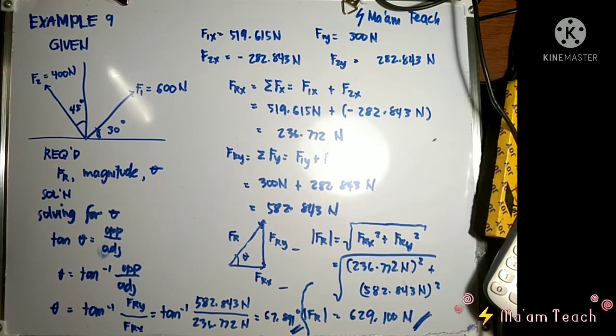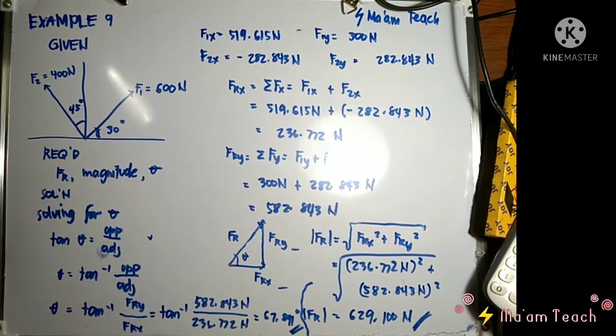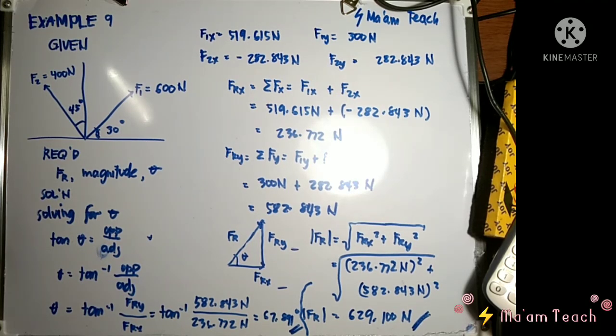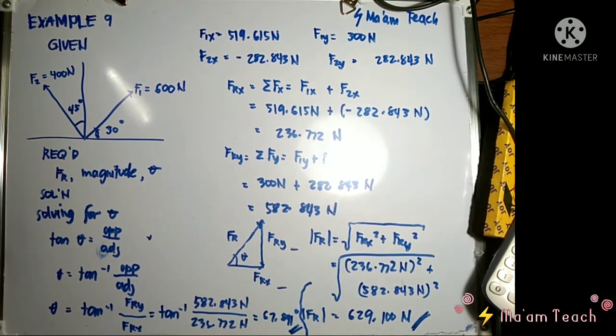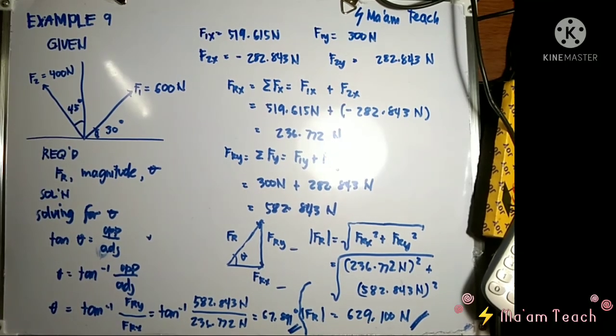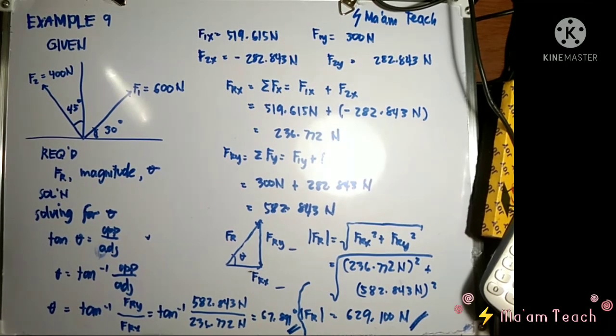Yes, but most of the time, this is really the best formula to be used in solving the angle. But of course, you can also use cosine theta and sine theta for that, using the FRX and the FR. It is possible. But for example, in a problem where the x component and y component are given right away, and you are asked to solve for the angle, it is much better if you just use the tangent theta.